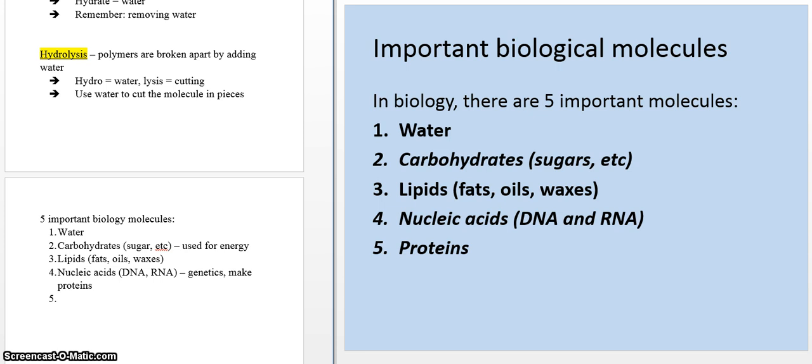A good way to remember nucleic acids is you find DNA in a nucleus. So nucleic acids are found in a nucleus. There's a reason why they sound the same. The 5th one is proteins. And proteins are like the workers of the cell. They do everything for the cell. When you get to Bio B, you're going to have half of a month devoted just to proteins.